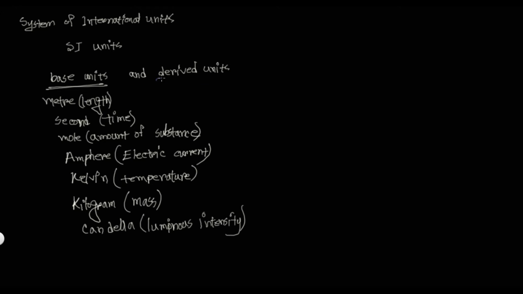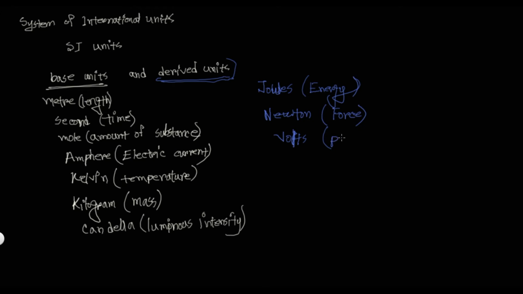Now there are actually a lot of derived units. Some examples include joules for measuring the energy, the unit for force is Newton, then the unit for potential difference is volts, sorry, this is just V, potential difference.